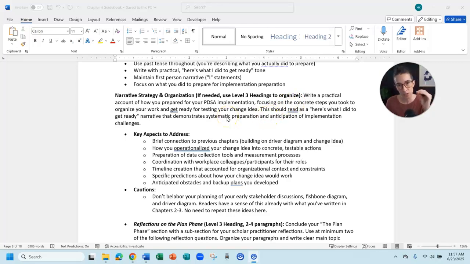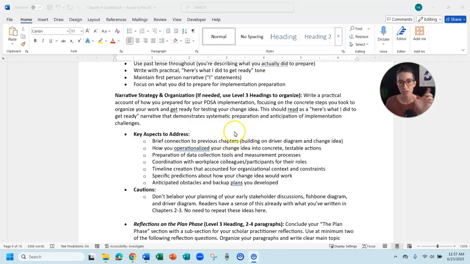So every subsection within level 2, within the plan phase, should be level 3 headings or level 4 headings underneath that. I'm going to make a suggestion that you probably do not need level 4 headings for this. Maximum, the deepest you probably need to get in this section is level 3, right? So if you need some level 3 headings to organize some of these ideas, there are some concepts here that I'll go over. Use those level 3 headings.